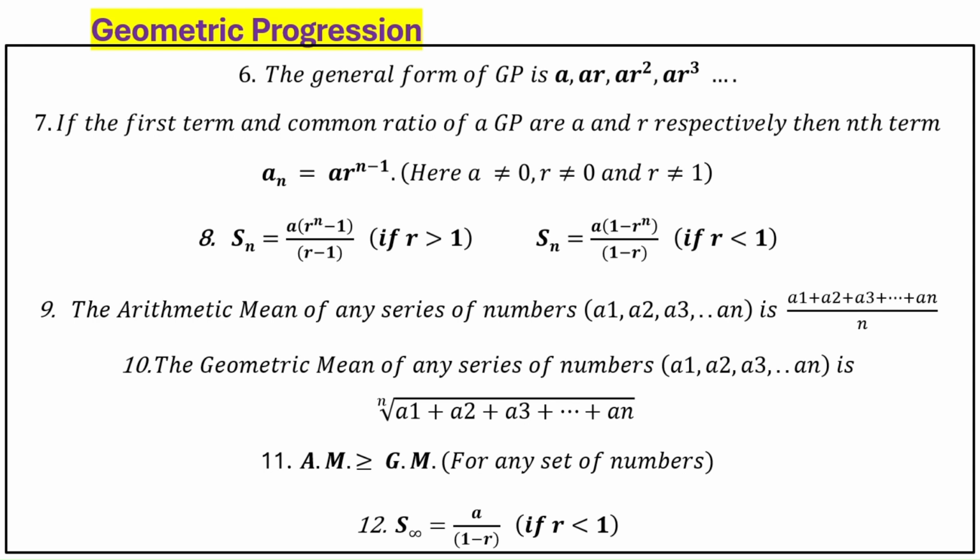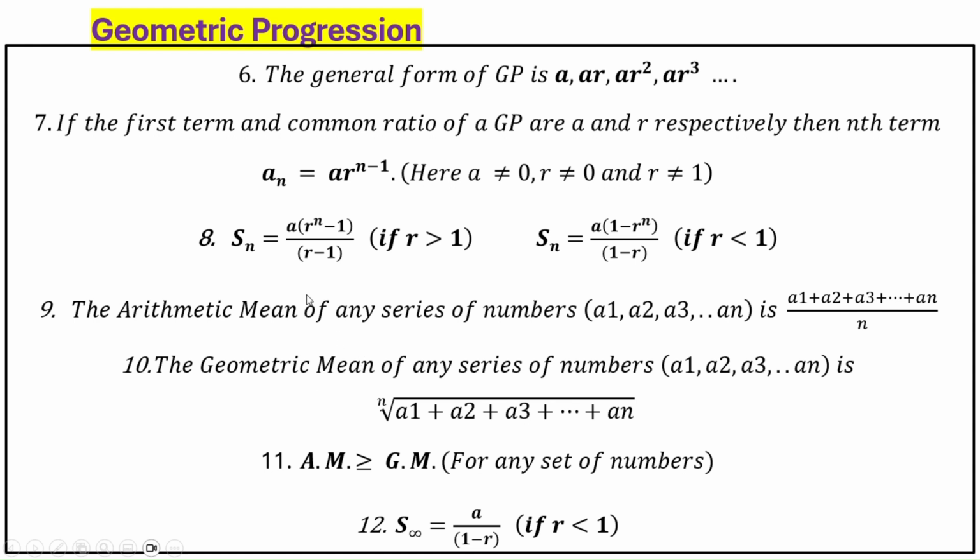Now in geometric progression, for the sum of n terms, you have two equations depending on whether the r value is greater than 1 or less than 1. So Sn, the sum of n terms, equals a into (r to the power of n minus 1) divided by (r minus 1) if r is greater than 1. If r is less than 1, then you have Sn equals a into (1 minus r to the power n) divided by (1 minus r).